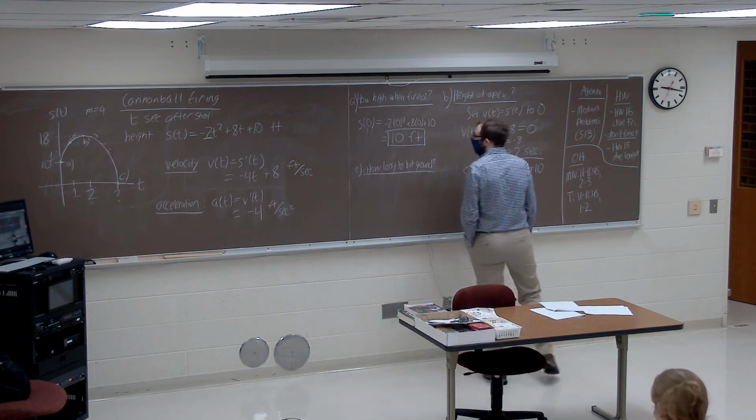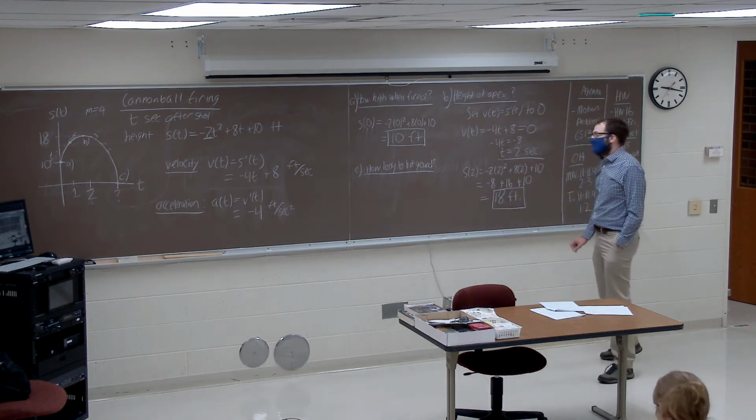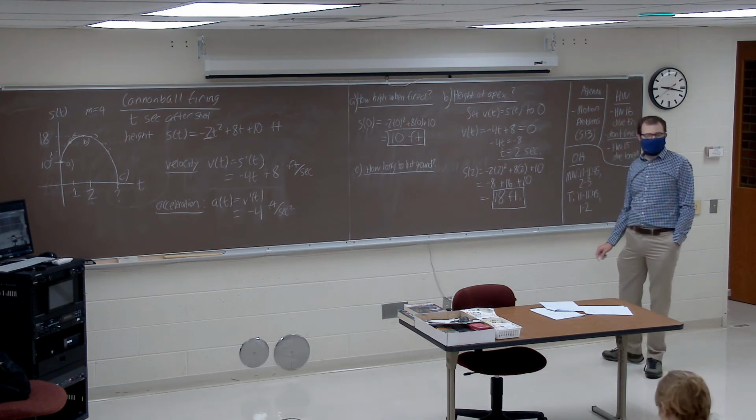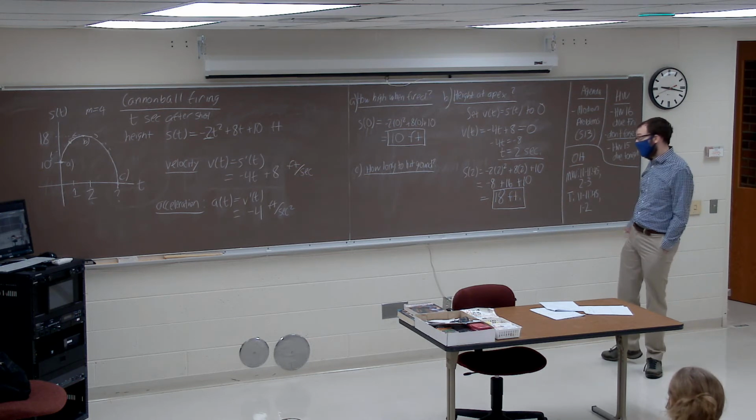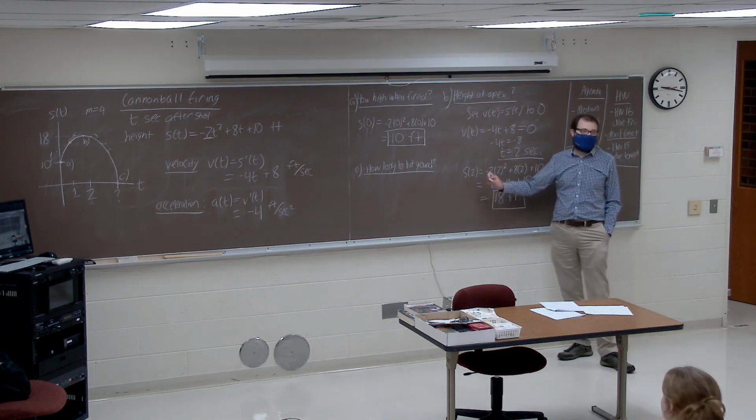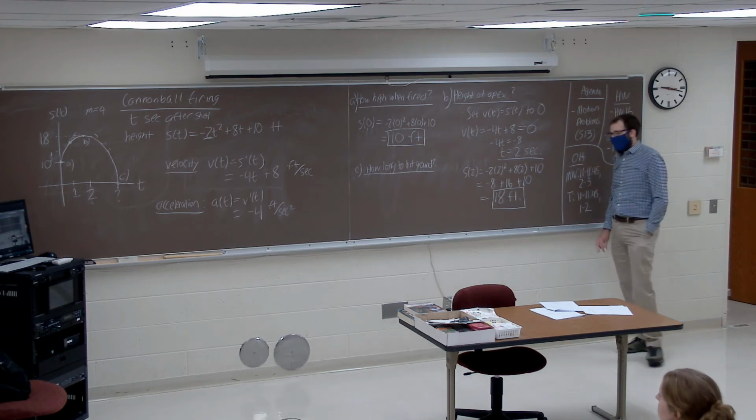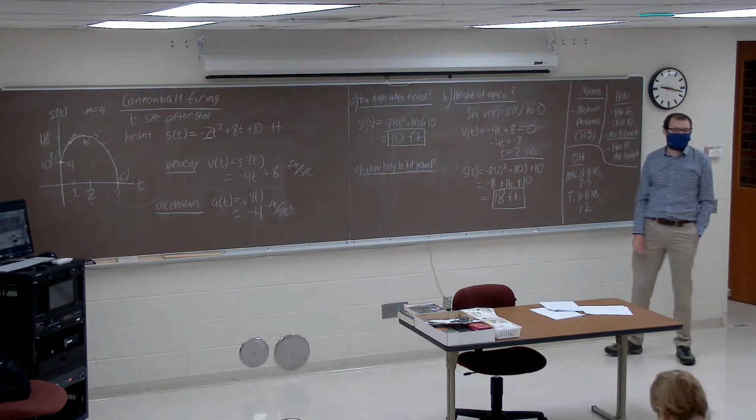And then to find out the height at that point in time, we just plug that point in time, t equals 2, into our height function, and got that s of 2 came out to 18 feet.